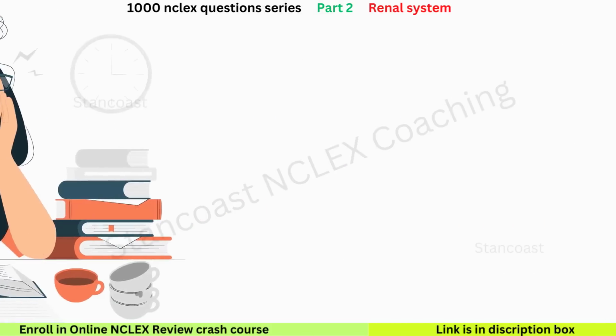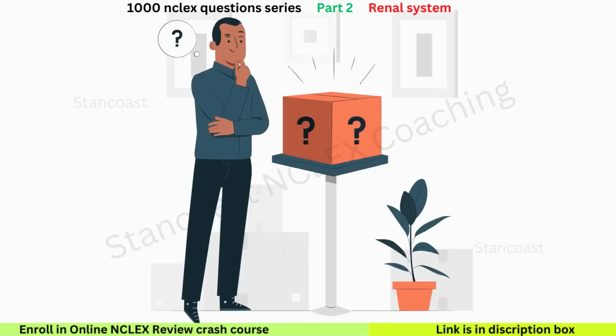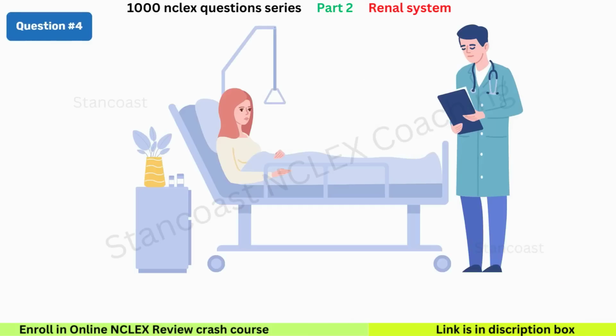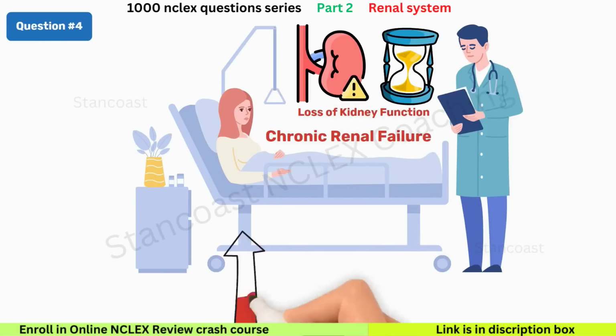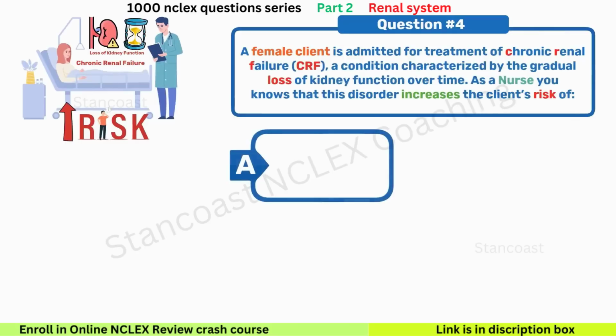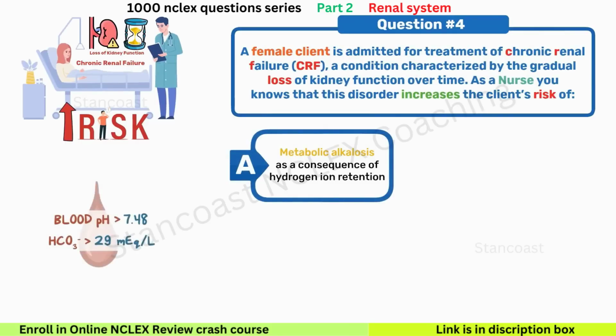Now, let's swiftly move on to the next question. A female client is admitted for treatment of chronic renal failure, CRF, a condition characterized by the gradual loss of kidney function over time. As a nurse, you know that this disorder increases the client's risk of A. Metabolic alkalosis as a consequence of hydrogen ion retention.